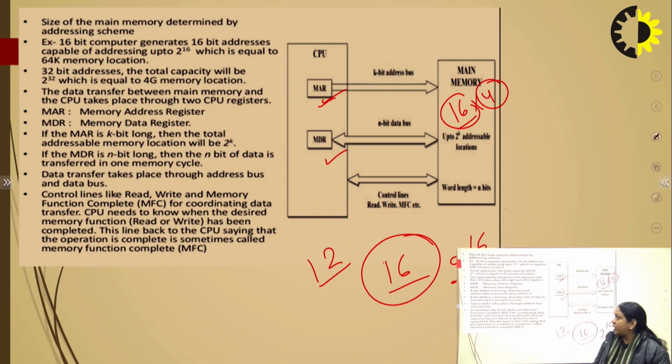So, this is a scenario of communication between the CPU and main memory. These are the three buses which we use between the main memory and CPU, and the registers from where the data will be transferred from the memory to the CPU and from the CPU to memory.